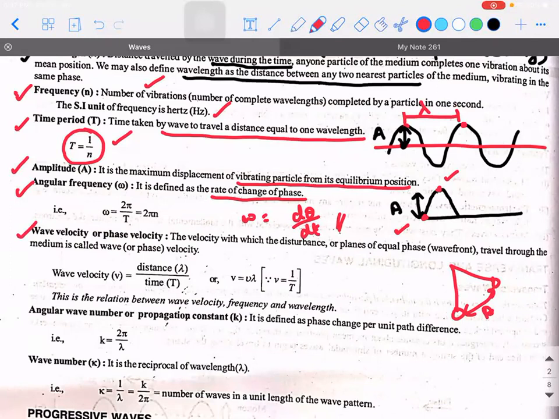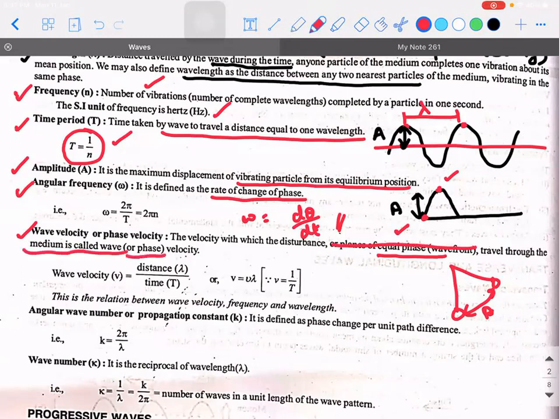Okay. So the name itself is suggesting again the velocity with which the disturbance or planes of equal phase. See this word you need not read. This wavefront concept you need not take into your mind. The velocity with which the disturbance travels through a medium is called as wave or phase velocity. I'll explain you the derivation for it. So the velocity with which the disturbance travels through the medium is called as wave or phase velocity.